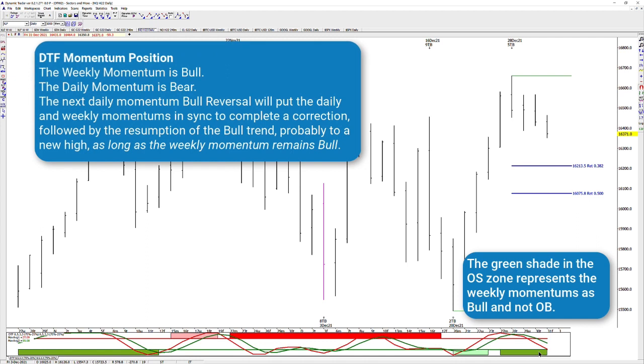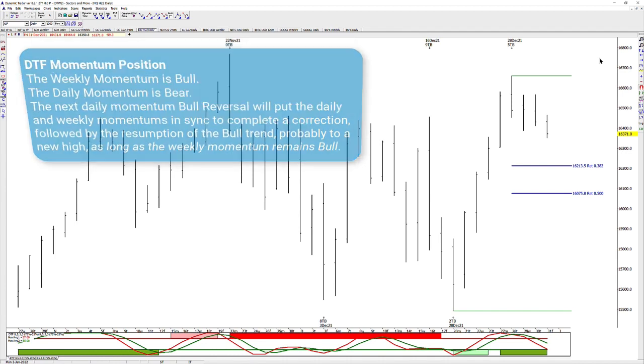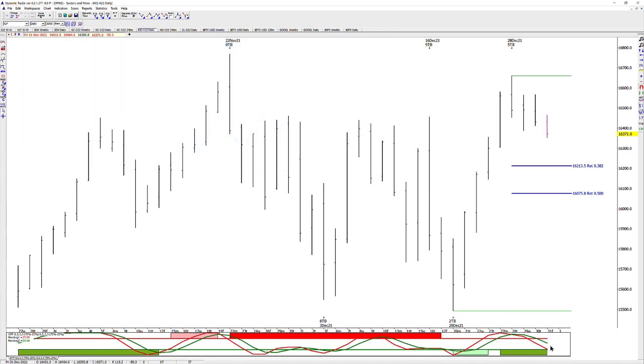So typically, when the daily momentum makes a bull reversal, then we have weekly and daily momentums in sync, dual time frame momentum position. In this case, to probably complete a corrective decline, followed by the continuation of a bull trend to a new extreme, if it's a correction. So let's take a look here. The daily momentum's bearish and doesn't even look like the fast line's quite reached oversold, pretty close.